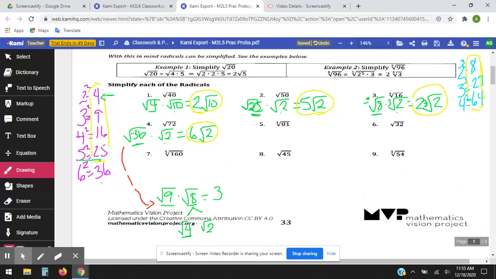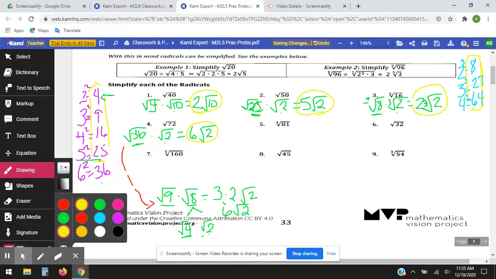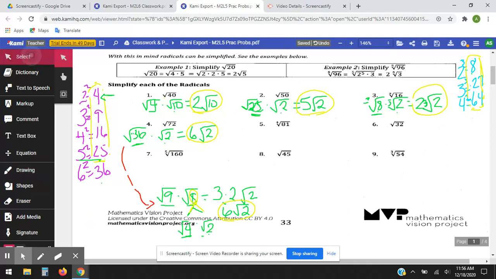Square root of 4 is 2. Square root of 2 stays the same. So a final answer would be 6 square root of 2. So you can still get there. You just have to recognize that 8 needs to be broken down even more because 4 goes into it evenly.